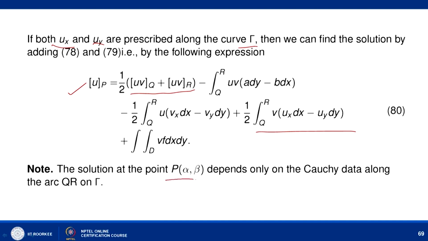The solution at the point P(alpha, beta) depends only on the Cauchy data along the arc QR. So, here we have utilized only the values u, u_x and u_y on the initial data. So, by equation number 80 you can find the solution at P if your initial data is u, u_x, u_y defined on the initial curve.